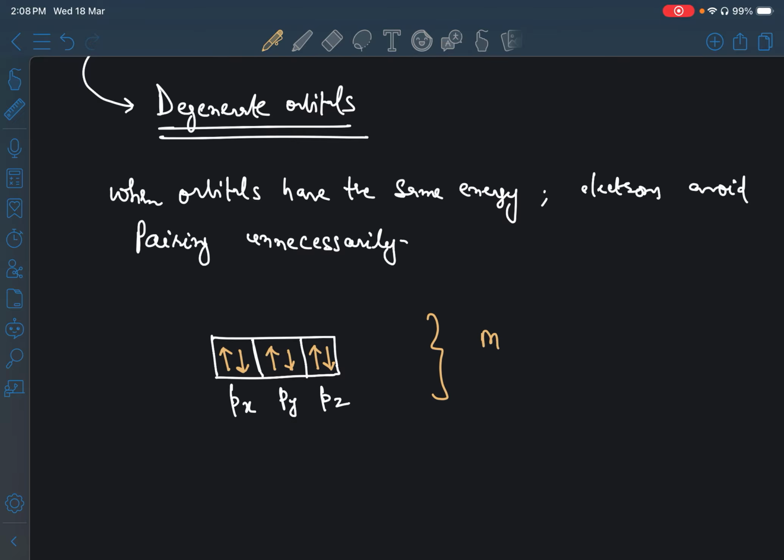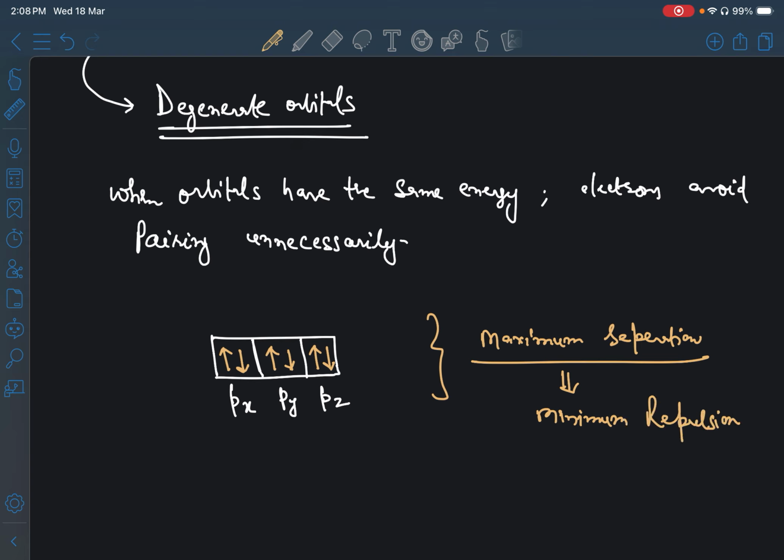Maximum separation, minimum repulsion. Very, very important rule, guys. Hund's rule is not really a rule. It is common sense at the atomic scale.